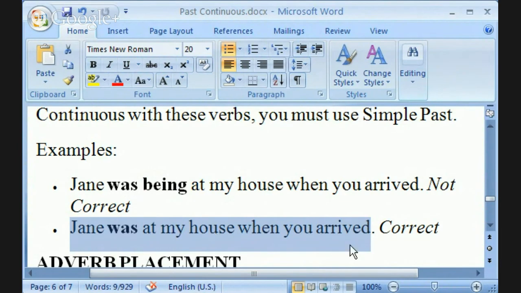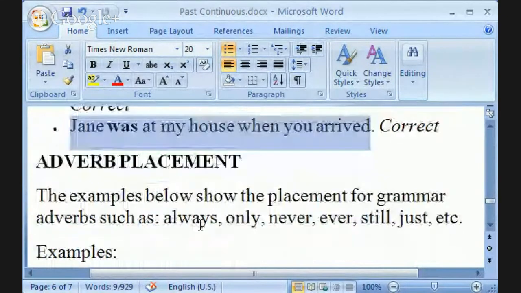So Jane was at my house when you arrived. Even though we have an interrupting action and everything, in our first usage, we just can't do it.